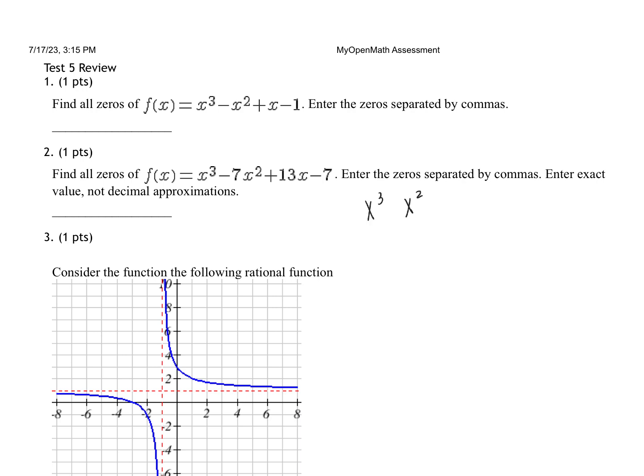x cubed minus x squared plus x minus 1. So you can always try factor by grouping and see if it works. Sometimes it may, sometimes it may not. Both of these have an x squared in common. So if I divide out an x squared, what will be left is x minus 1.